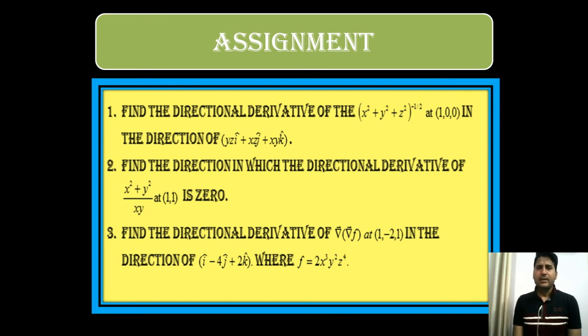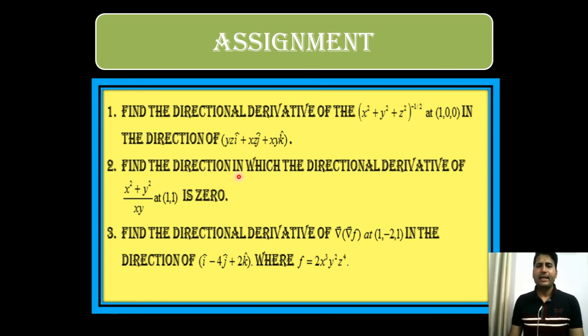Now, there are some assignment problems we are having. In the first question, we need to find the directional derivative of this one at this point in the direction of this. So this will be phi, this will be the point, and this will be the vector d. So simply apply the concept that we have done and you will get your answer.